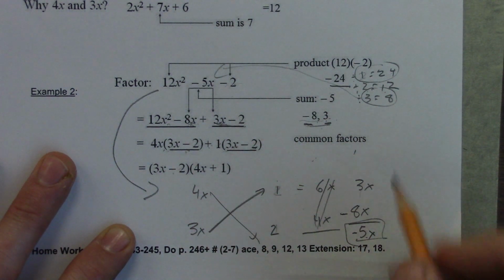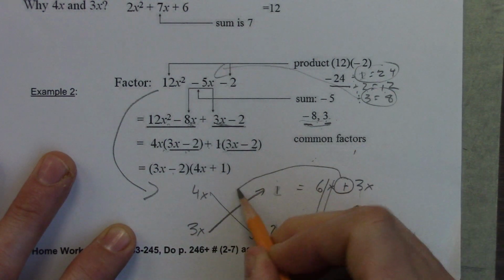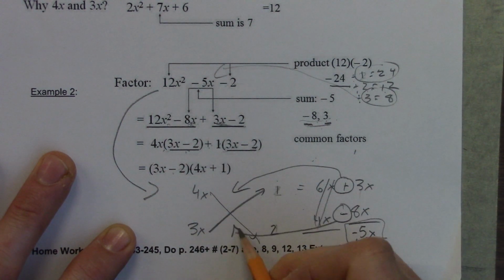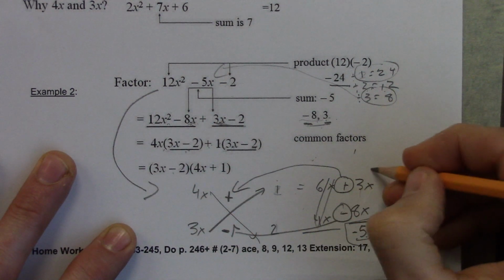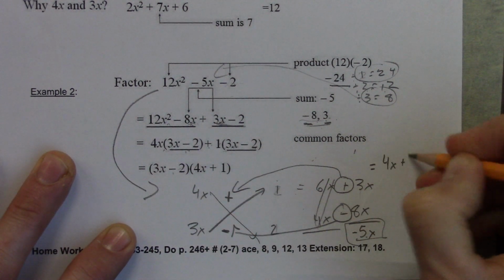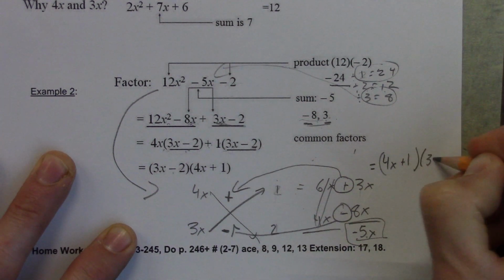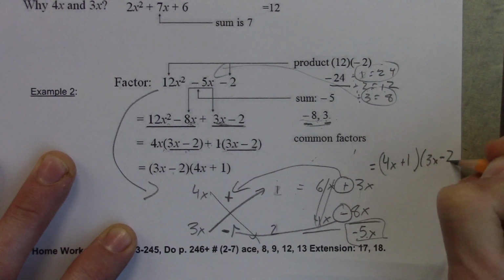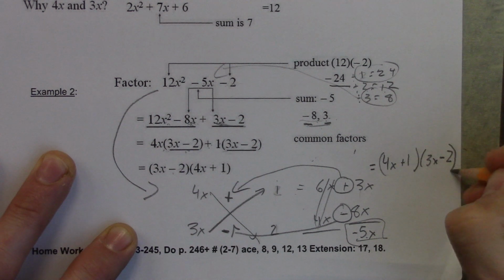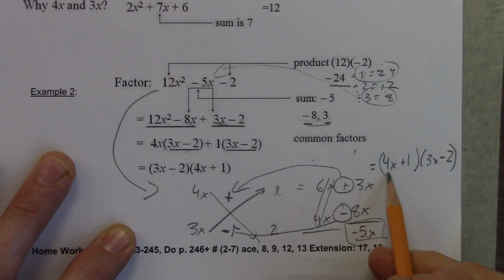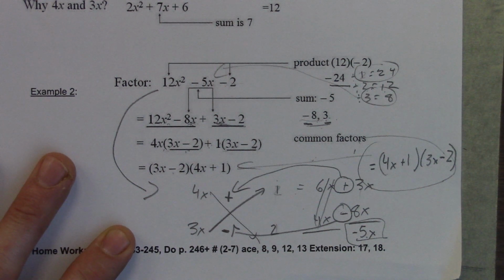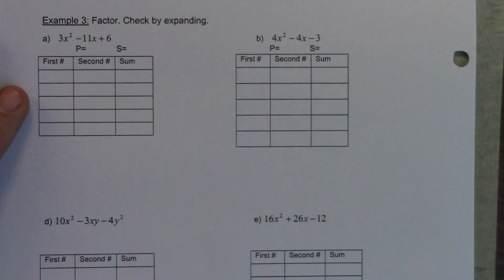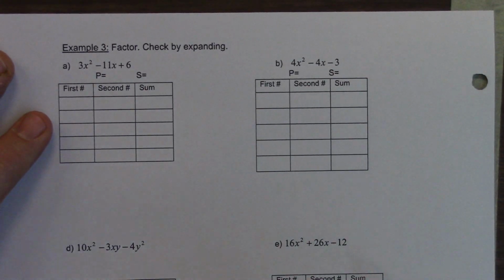So therefore, I know I can take this plus, put it here, this negative, put it here, and I'm done. Okay, those are my two terms. So 4x plus 1 and 3x minus 2. And you can see that there's the same answer. Okay, so really you can do either method, whatever you prefer. Let's do some more examples here quickly.